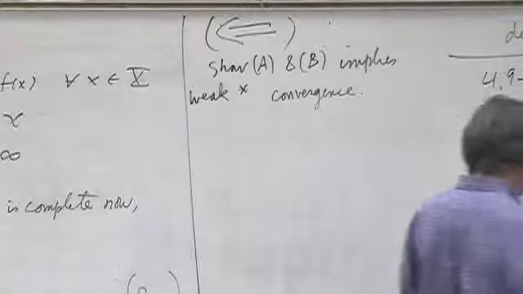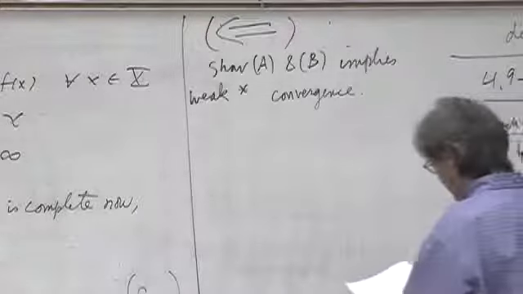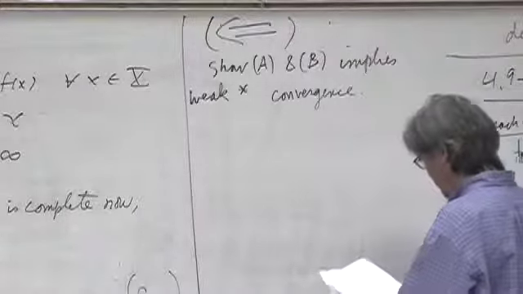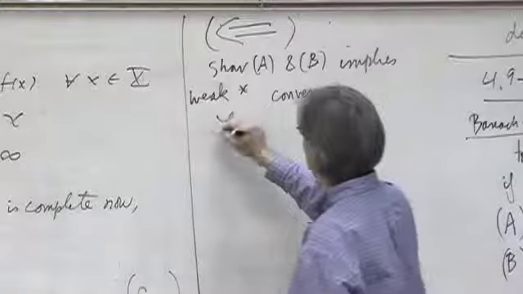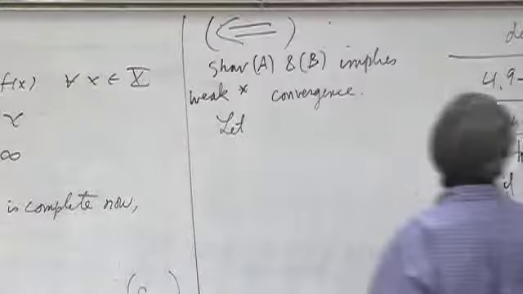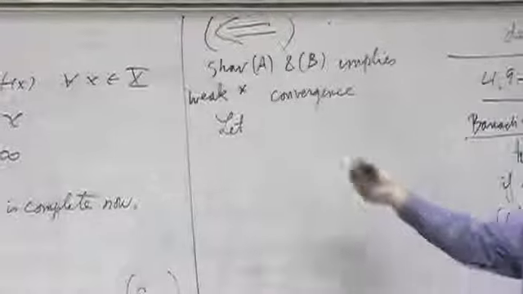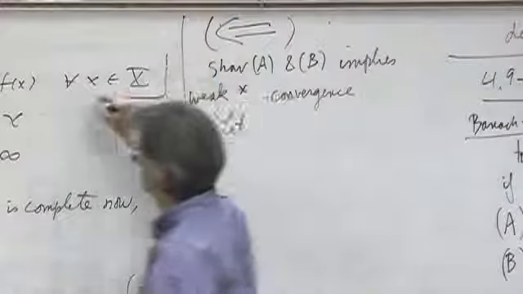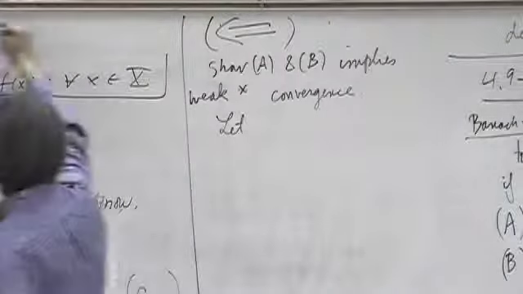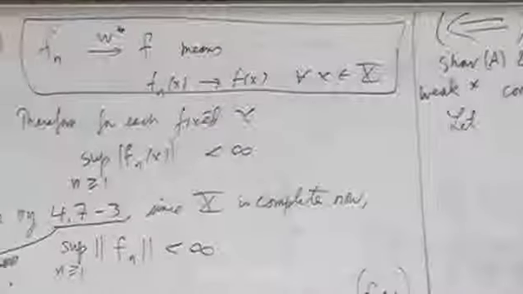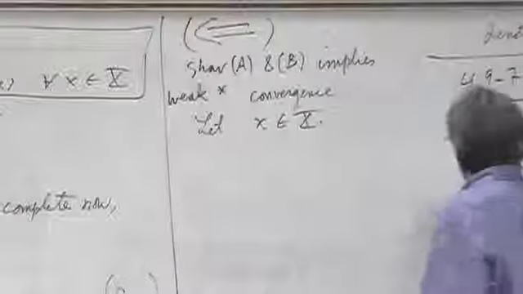So how do you do this? This is kind of interesting. Now suppose A and B hold. I need to check that this condition holds, that indeed Fn of x goes to f of x for all x. This is to check the condition. So I need to check that condition. Let x belong to X.